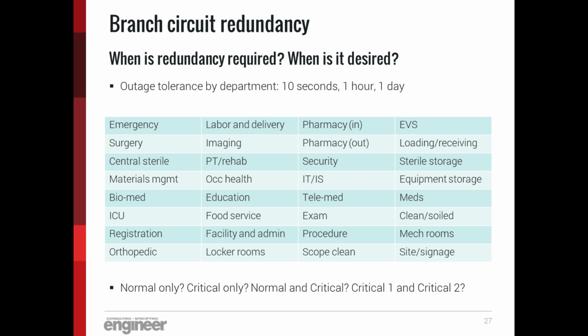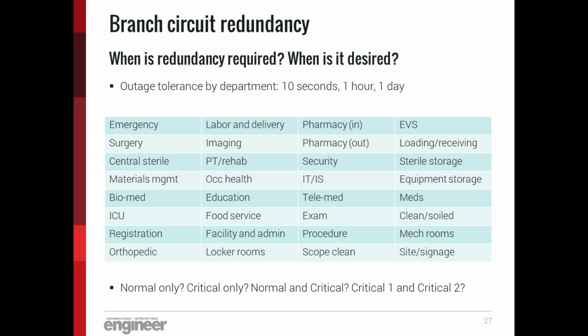When we do branch circuit redundancy, I'll ask my clients, here's a list of all the departments in your facility. Maybe there's more or less. What outage can you tolerate? A second, 10 seconds, an hour, or even a day? Do we want critical switch 1 and critical switch 2 to serve that same space? What kind of outages can we tolerate? And that's going to directly tell me the amount of resiliency and redundancy I need to build in.